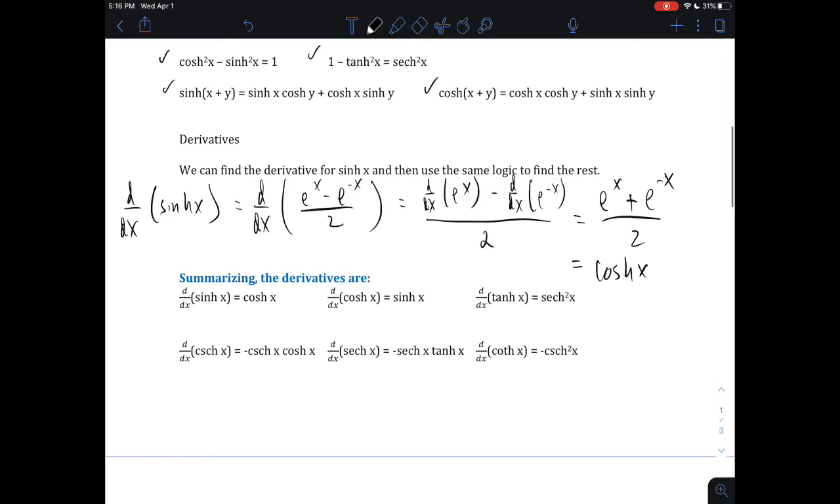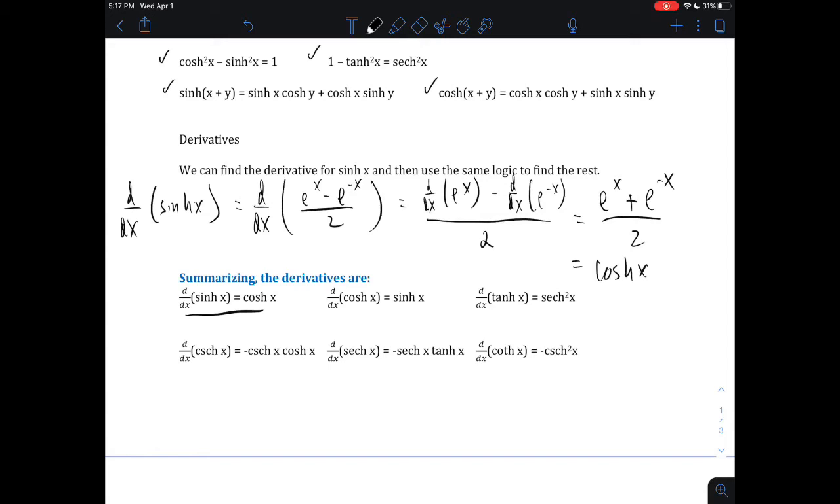So that's summarized right below. The derivative with respect to x of hyperbolic sine of x is hyperbolic cosine of x, which again reminds us of the trigonometric functions that we saw earlier in chapter 3. There are some differences though. The derivative with respect to x of hyperbolic cosine of x is positive hyperbolic sine of x. The derivative with respect to x of hyperbolic tangent of x is hyperbolic secant squared of x.